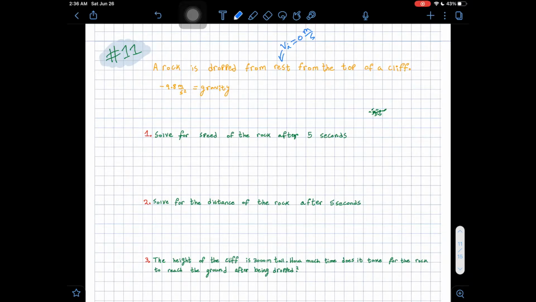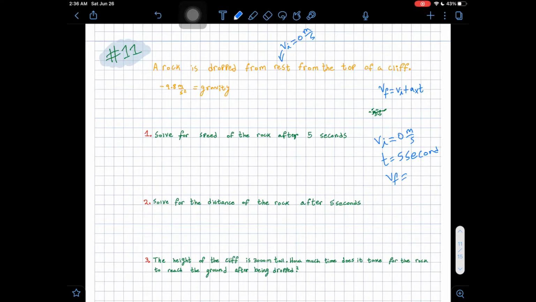So let's go ahead and write out our information as we did in some of our previous videos. So we have v initial of 0 meters per second. We know that time is going to be 5 seconds. And it's asking us to find the final velocity after these 5 seconds. And if you remember, our first equation in kinematics is Vf equals Vi plus at.